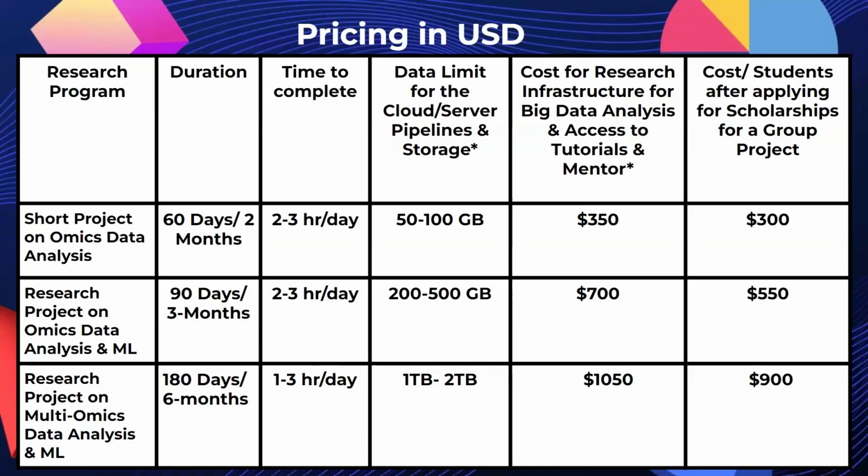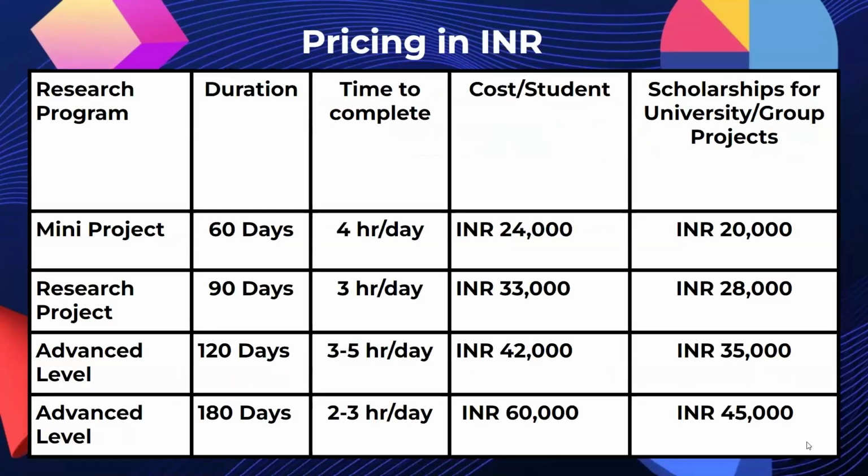For a 3-month duration, you can enroll for $700, and the discounted scholarship price for students participating in groups will be $550. For a 6-month duration, it will be $1,050, and students participating in groups can be enrolled for $900.